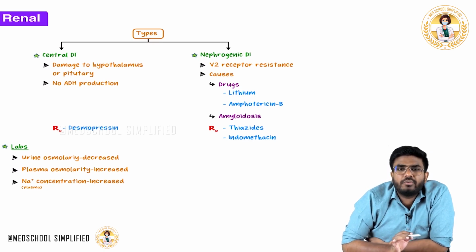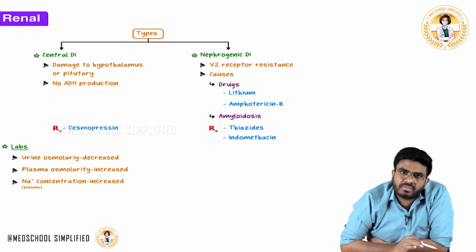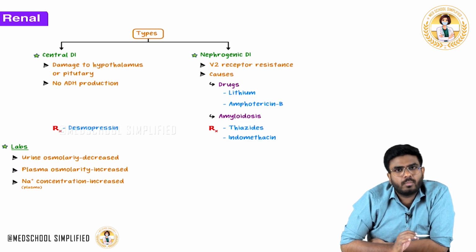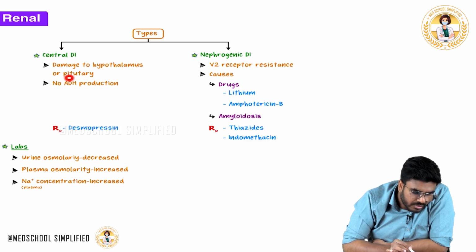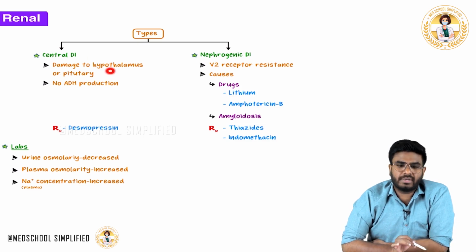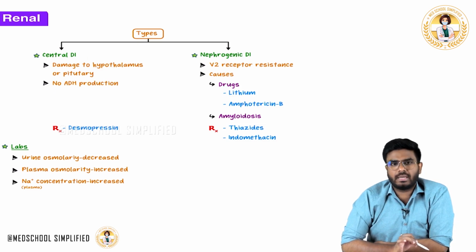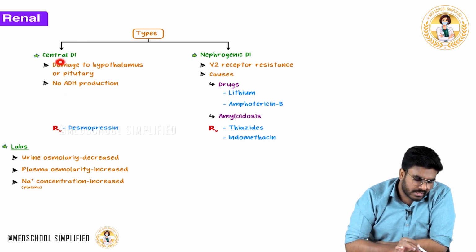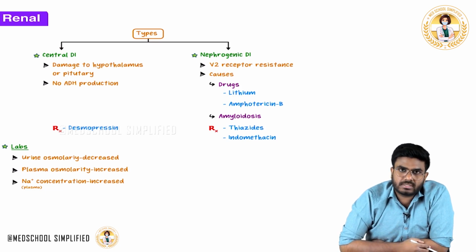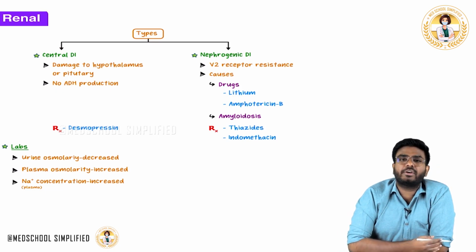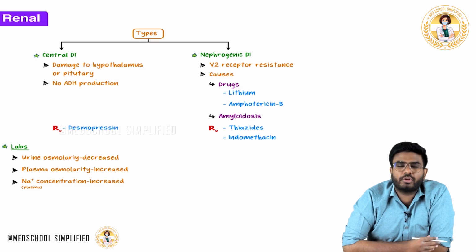Simple. Normally we all know antidiuretic hormone is produced from the hypothalamus. It is stored in the posterior pituitary. Now if there is any damage to the hypothalamus or pituitary gland, now no antidiuretic hormone is there. Whenever there is no antidiuretic hormone, what happens? More urination. So this is central diabetes insipidus. The patient is not having enough amount of antidiuretic hormone, so more urination.